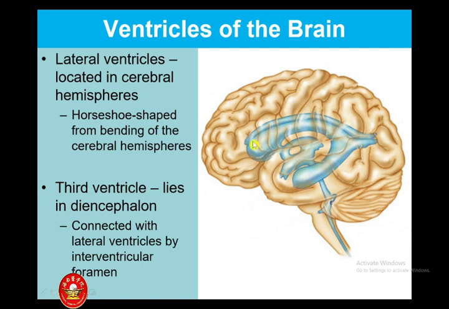The frontal horn is located in the frontal lobe, and the body is located in the frontal and the parietal lobe, and it has the choroid plexus. And we have here the posterior horn. The posterior horn is located in the parietal and the occipital lobe, and the inferior horn is located in the middle part of the temporal lobe, and also has the choroid plexus here.